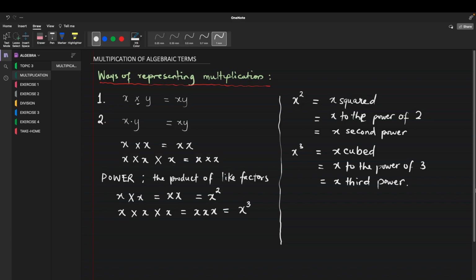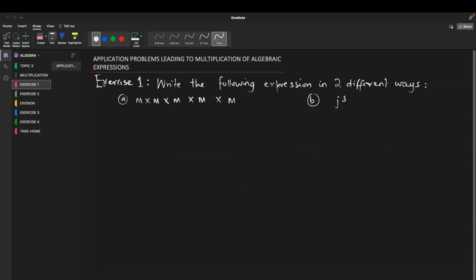So let's take some examples. This exercise says write the following expression in two different ways. So for A, it says write m times m times m times m times m, in 5 places. It's telling us to write it in 2 different ways.